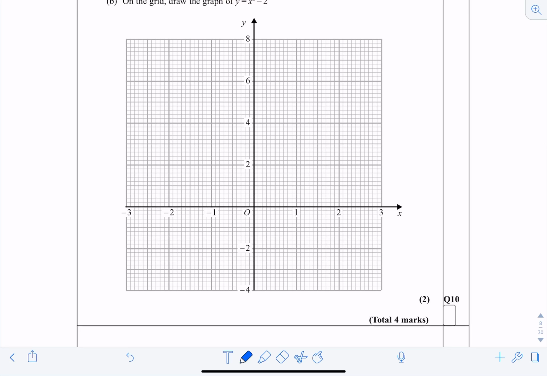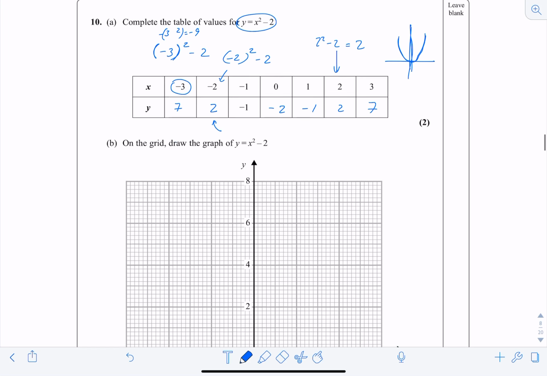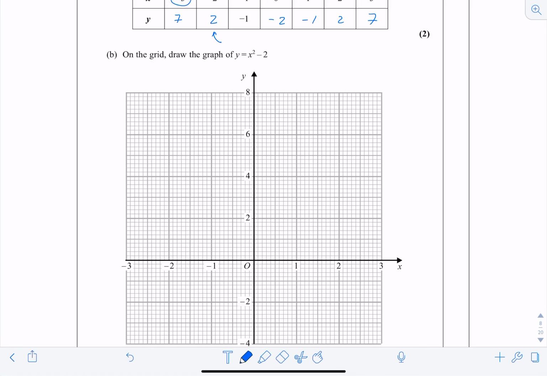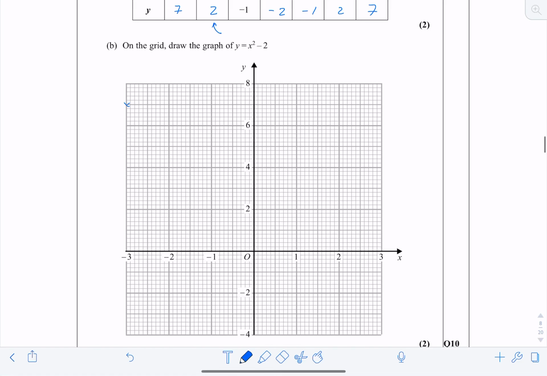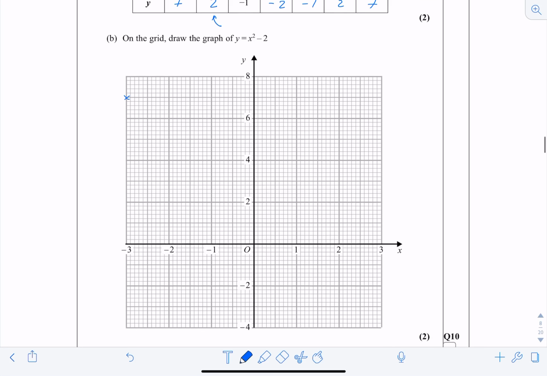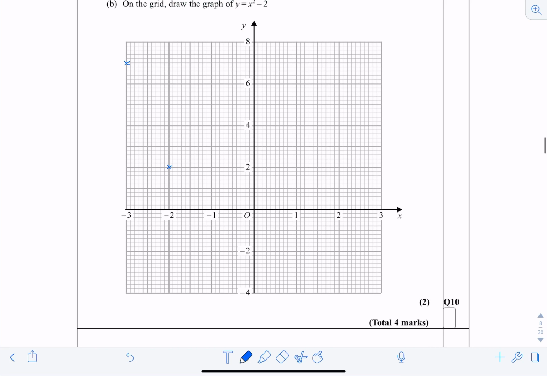I'm going to start. Doesn't matter where we start. What have we got? 7, at -3. So got 7, 2, -1, -2, -1, 2, and 7.